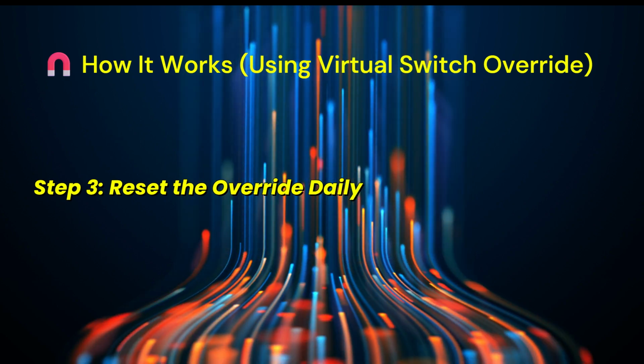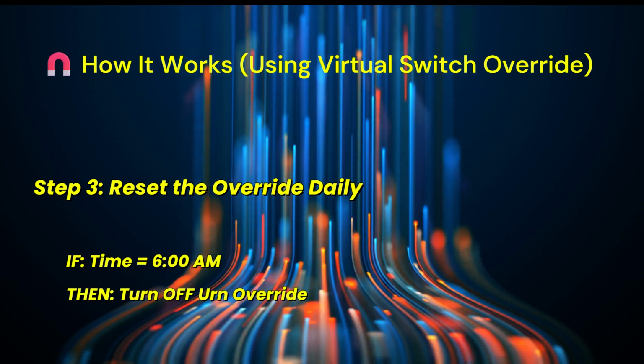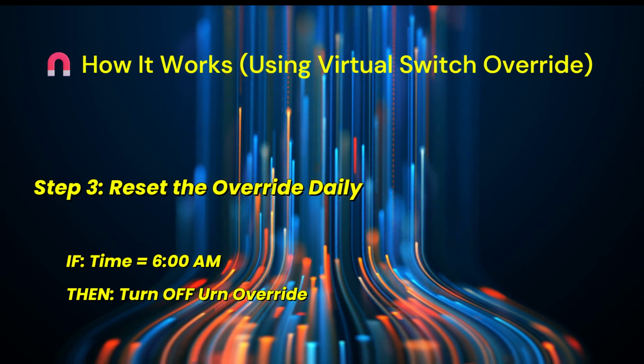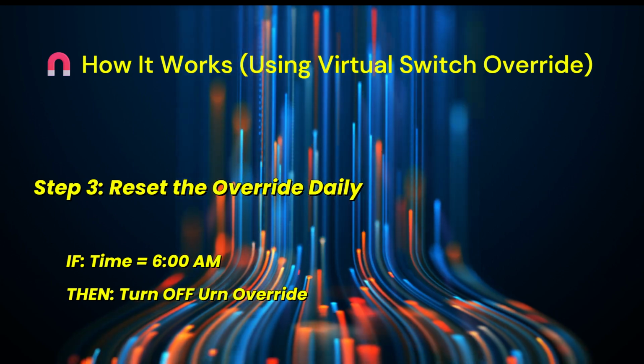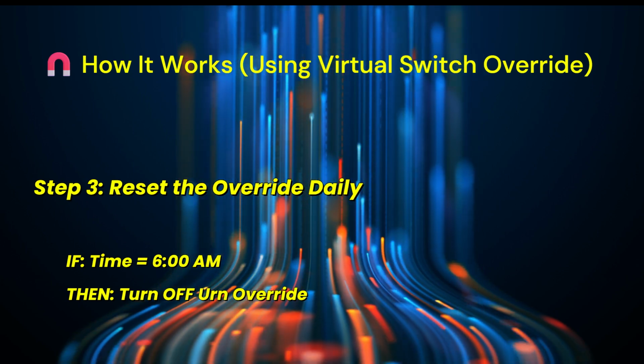Step 3, reset the override daily. If time is equal to 6 a.m., then turn off the urn override. This resets the system so it's ready again for tomorrow.